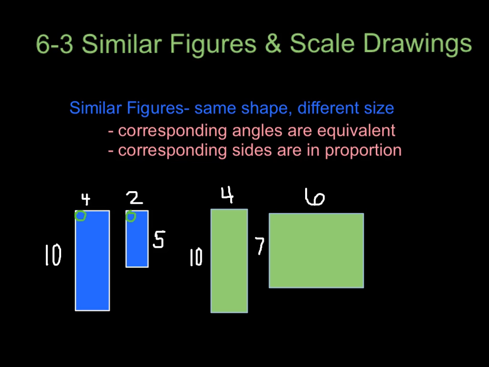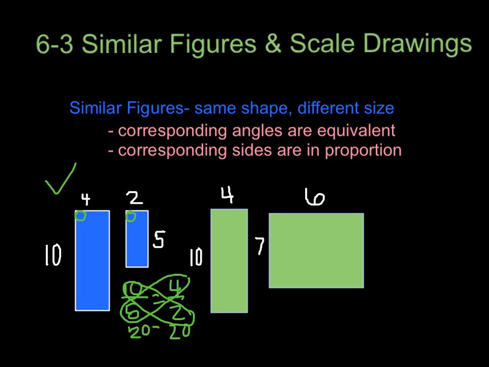But then you would want to double check and make sure that those sides are in proportion. So if I set that up and prove it, that would mean that 10 is to 5 as 4 is to 2. And if you check that, 5 times 4 is 20, 10 times 2 is 20. So those are proportional sides. So yes, these are similar figures.